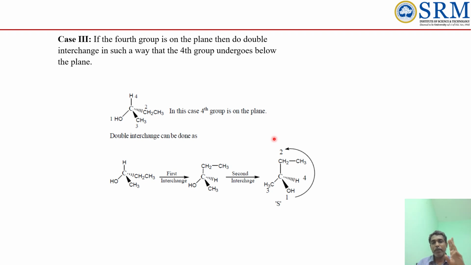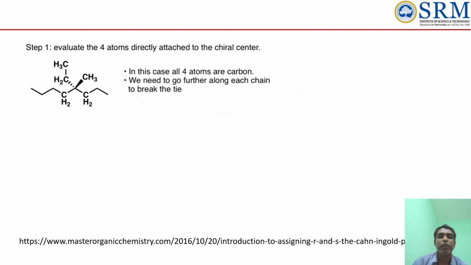The third scenario is where you have the fourth substitution just on the plane itself. So we need to do a minimum of two different exchanges, ensuring that the fourth substitution is either coming towards the plane or away from the plane. That is the important exercise. If you're randomly exchanging, again bringing the hydrogen onto the plane, then there is no meaning of assigning the absolute configuration R or S. So these are a few things you need to keep in mind.